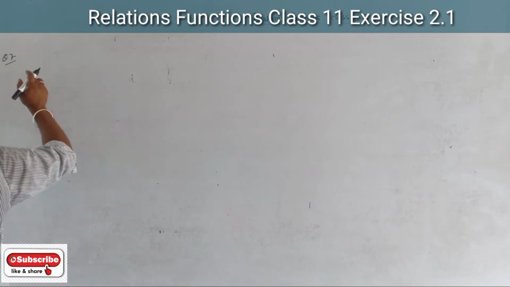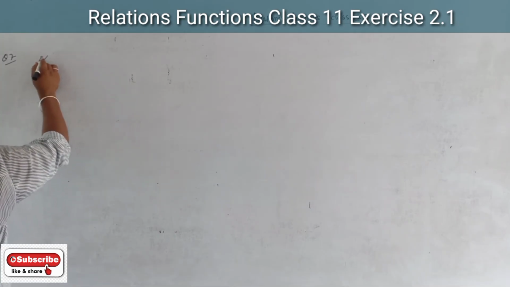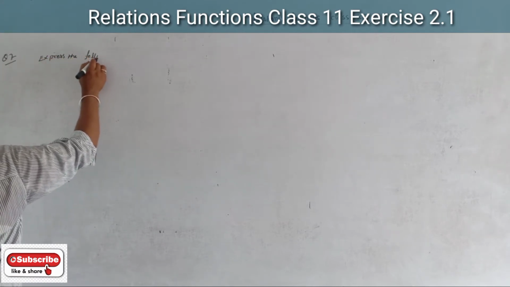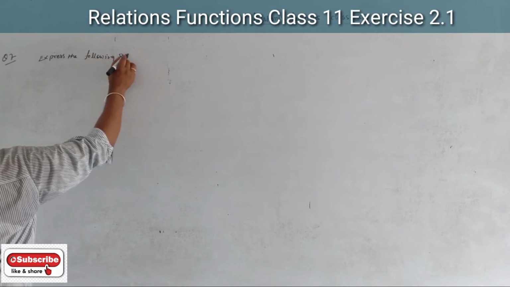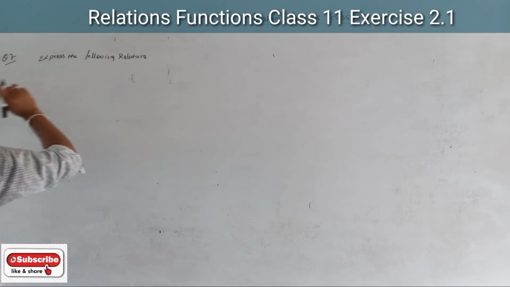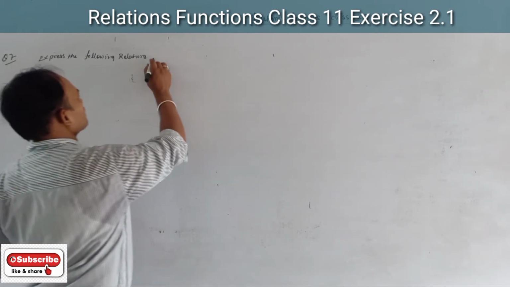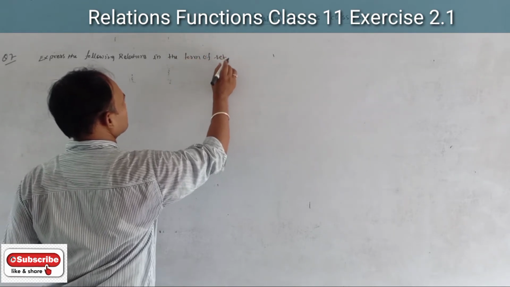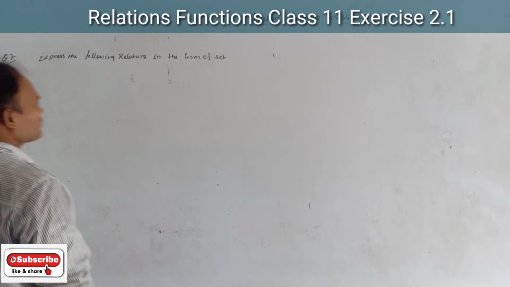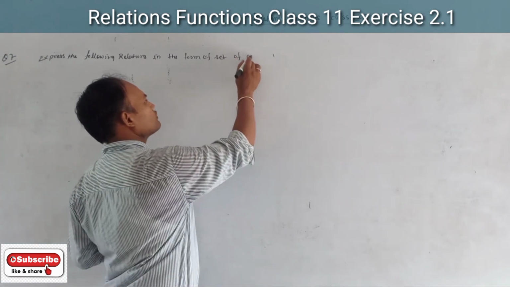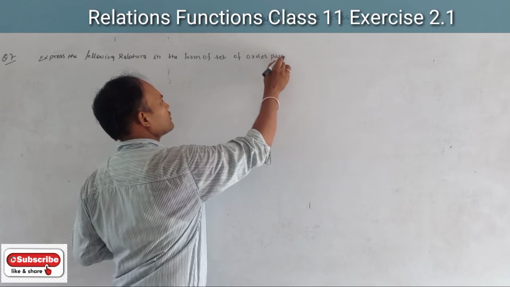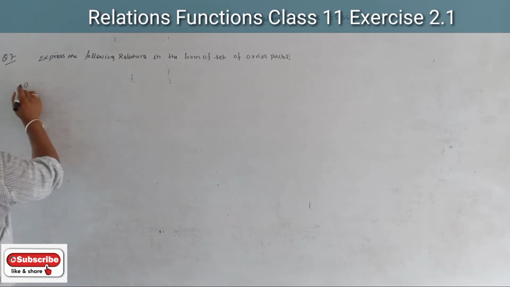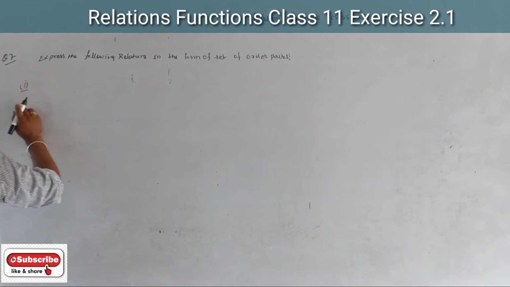Express the following relations in the form of a set of ordered pairs. Okay, so some questions are given. That is the first question, the first part. This question is number 1.